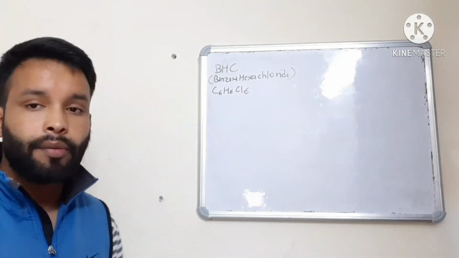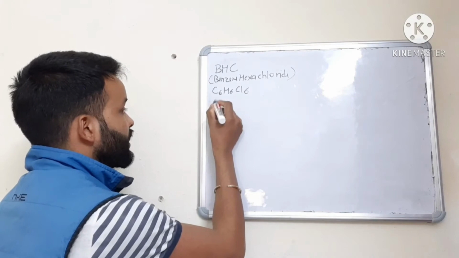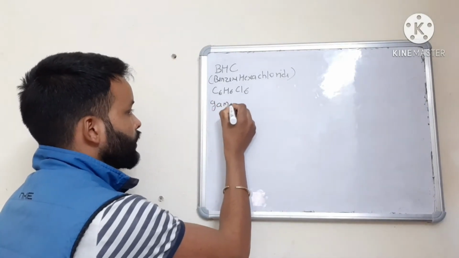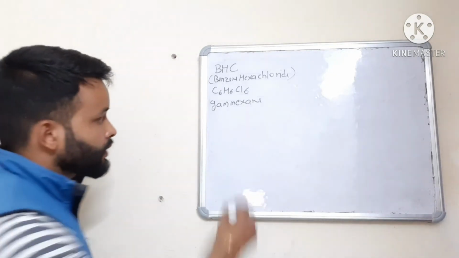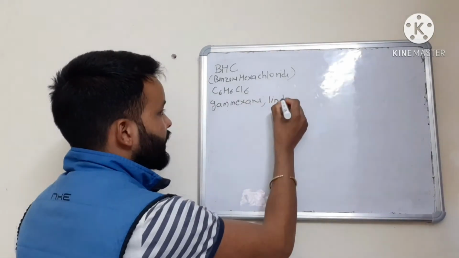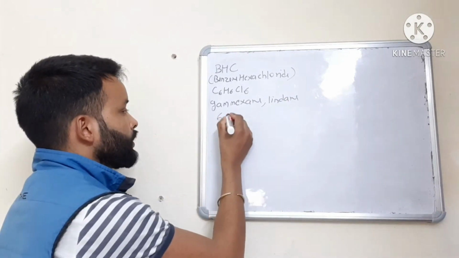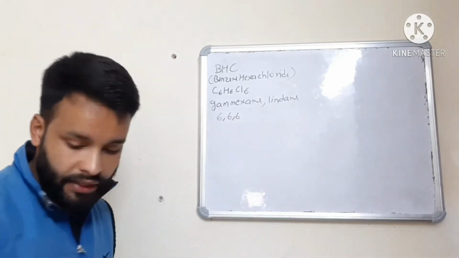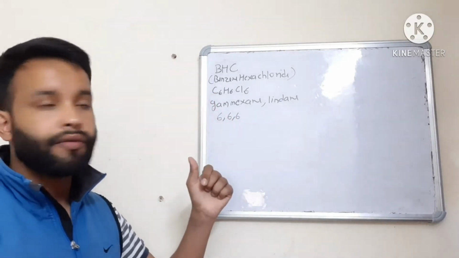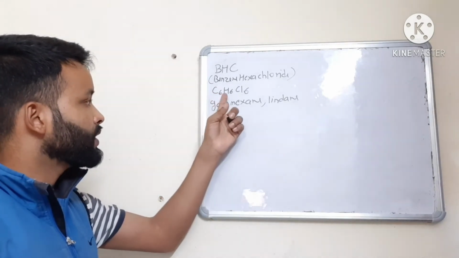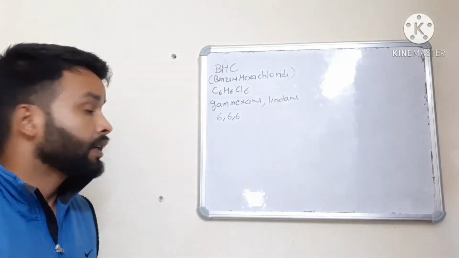Okay, I'll tell you some common, or we can say commercial names also for this. The first commercial name is Gamexine. It is also known as Lindane. And sometimes it is also referred to as 666. Why? Because in the structure of BHC we have 6 carbon, 6 hydrogen and 6 Cl, so sometimes it is also referred to as 666.